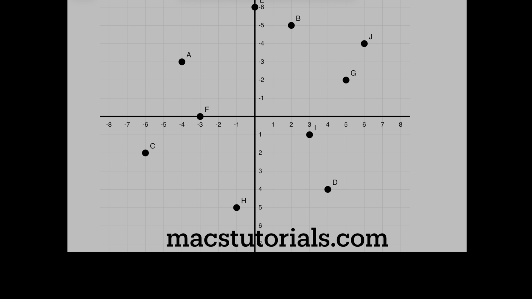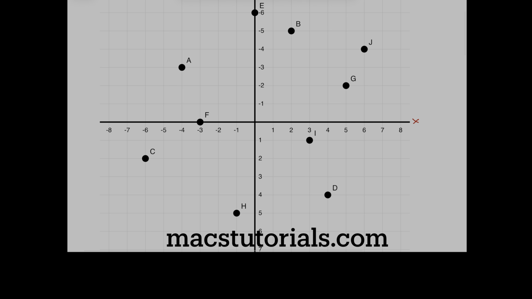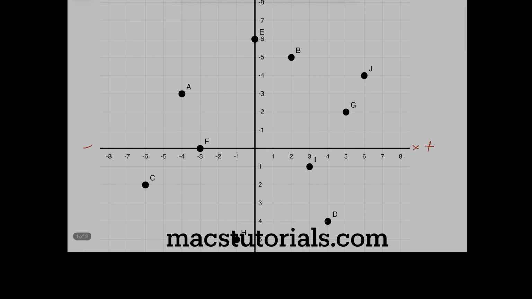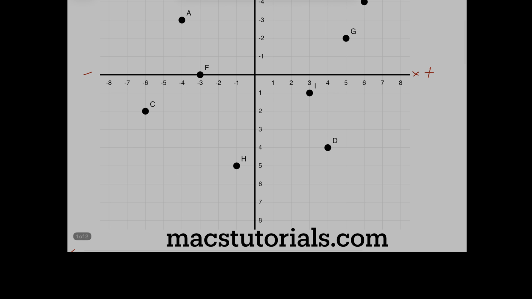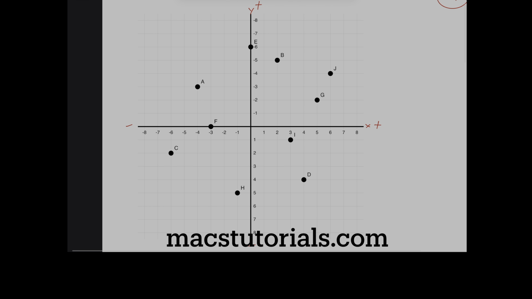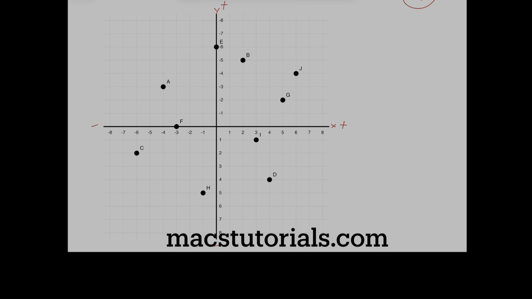Now, this is our x right here. Our x is our horizontal, or left or right. It goes positive this way, and it goes negative that way. The up and down, that's our y. The plus goes up, and the minus goes down. That's a very, very important thing to know how to do.